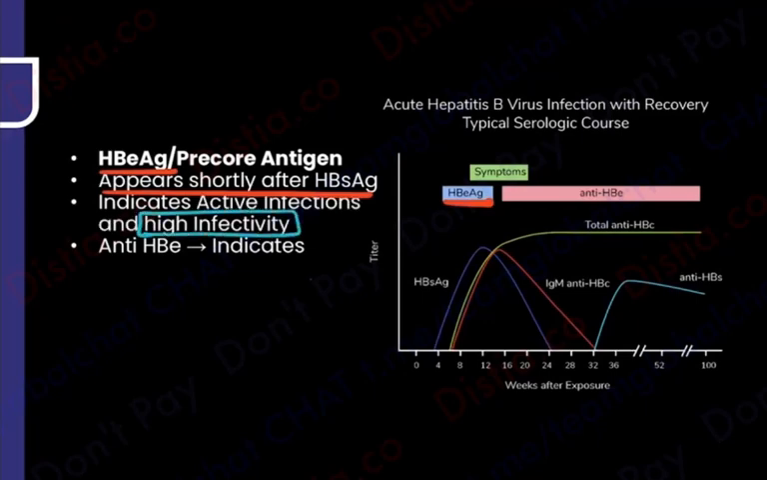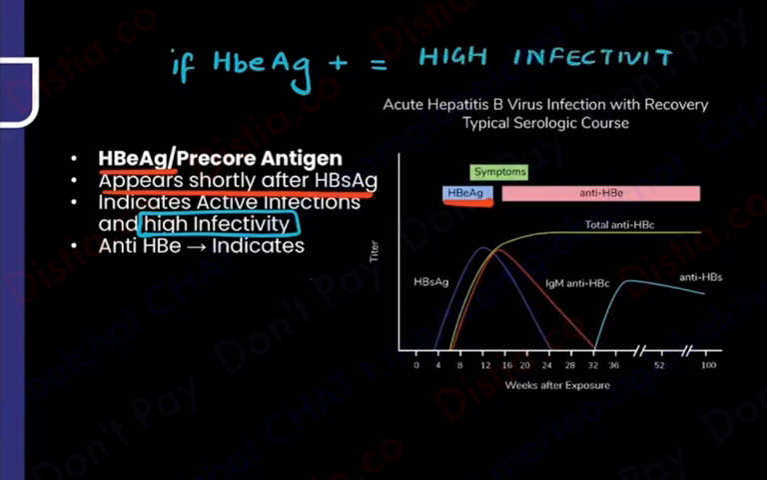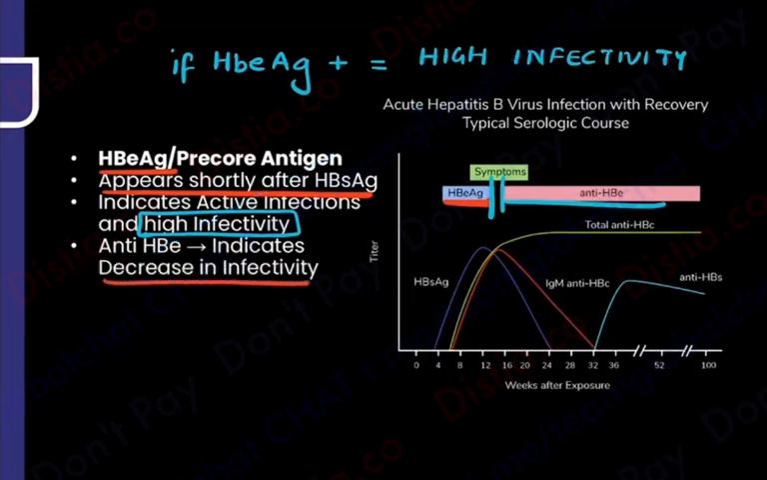So not everyone will be HBE positive. If the HBE antigen comes out positive, that basically means that the patient has high infectivity. And once this antigen goes off and its antibody starts, you will say, this means now the infectivity is going down. When I say that the antibody has come, that means the infectivity has gone down. Understood? So till the time the antigen is there, it is a highly infective patient; once the antibodies come out, the infectivity has gone down.